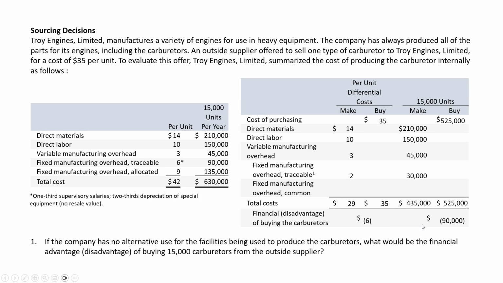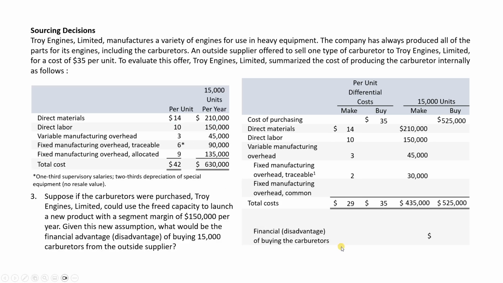When we look at it on a total basis, $525,000 to buy, $435,000 to make. It costs $90,000 more to buy compared to make, so that's a disadvantage. So what's the decision? Well, it costs a lot more to buy versus make, so we're going to continue to make it in order to save profitability.